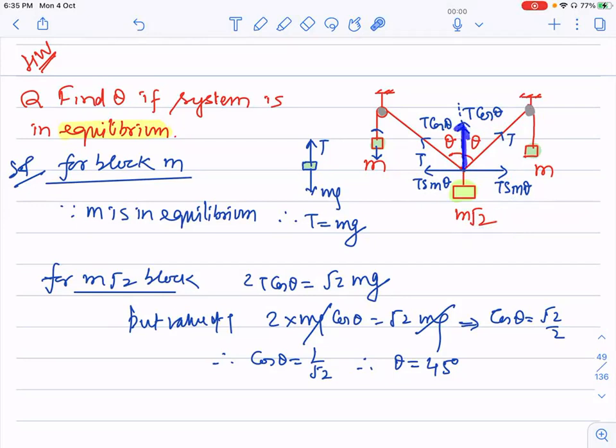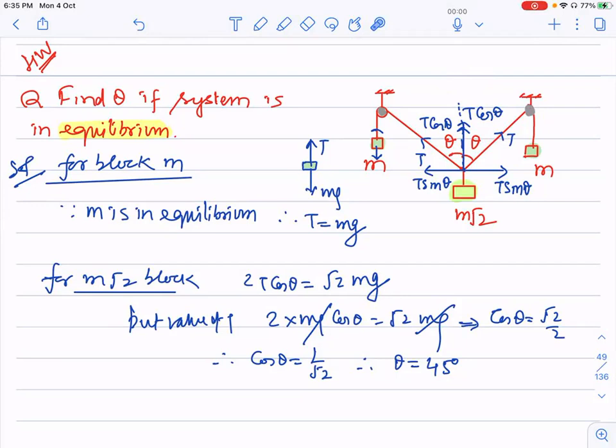तो ये दोनों force add कर लिए. 2T cos theta is equal to weight of this block, root 2 mg. Now T की value put कर दो इधर से, mg. तो ये mg cancel हो जाएगा. Cos theta will be root 2 by 2, that will be nothing but 1 by root 2. Theta will be 45. So each angle will be 45. Total angle will be 90. If they ask you what is the total angle, you have to add both. So the answer to this homework problem is 45 degree.